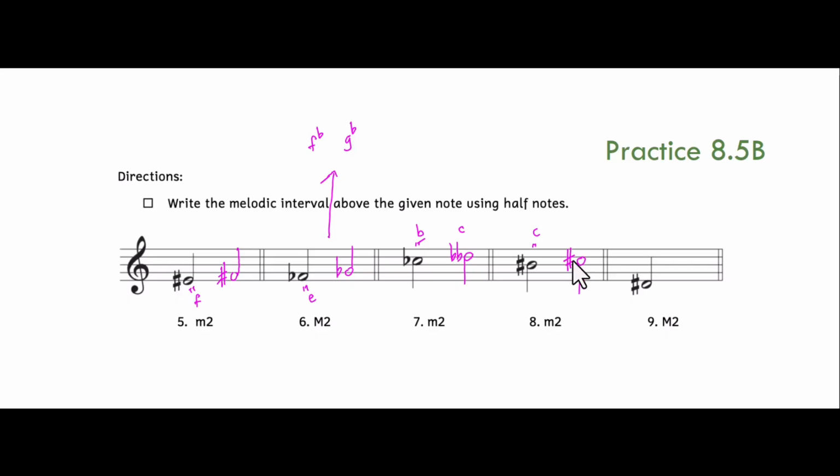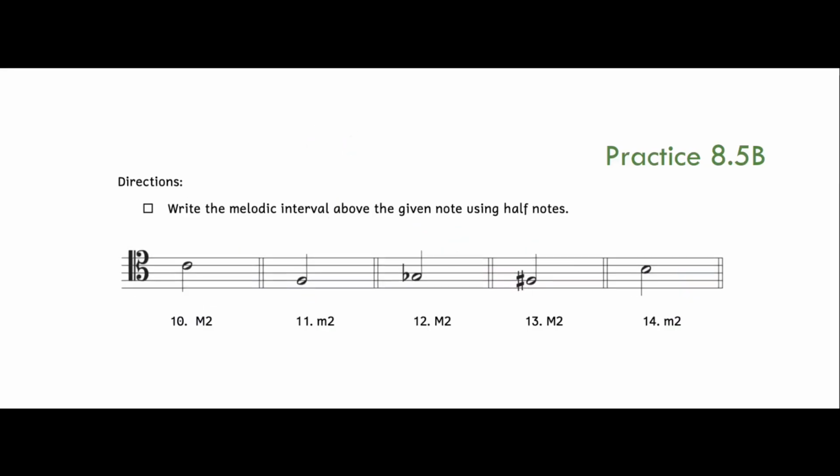Number 9, a major second above D sharp. I'm going to put my second in first, which is E. Now D sharp to E, this is a half step, so this is a minor second. To make it bigger, I need to raise the higher note. Now go ahead and do the last row on your own, pause the video, and press play when you're ready.